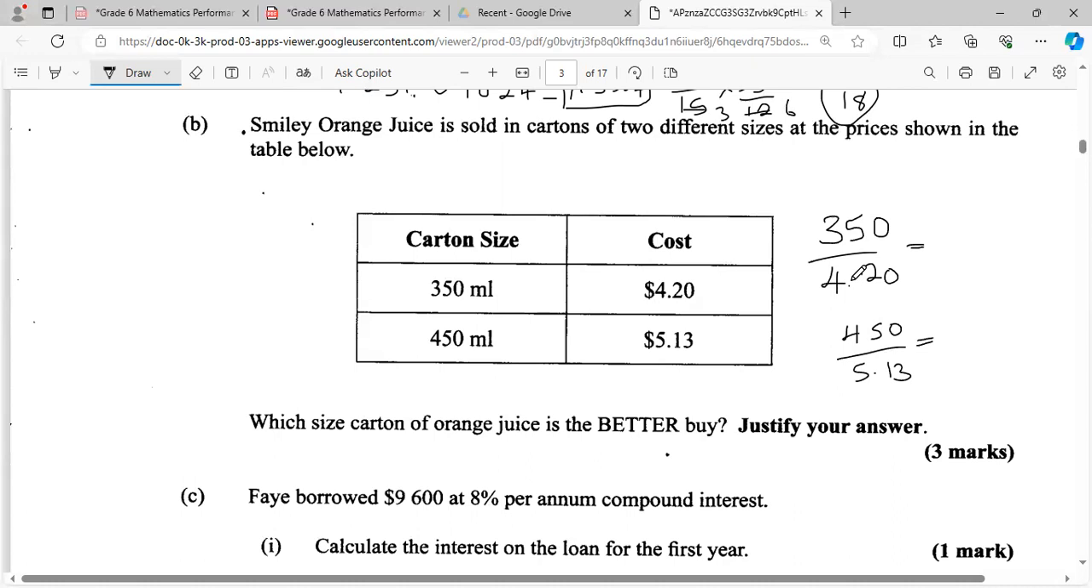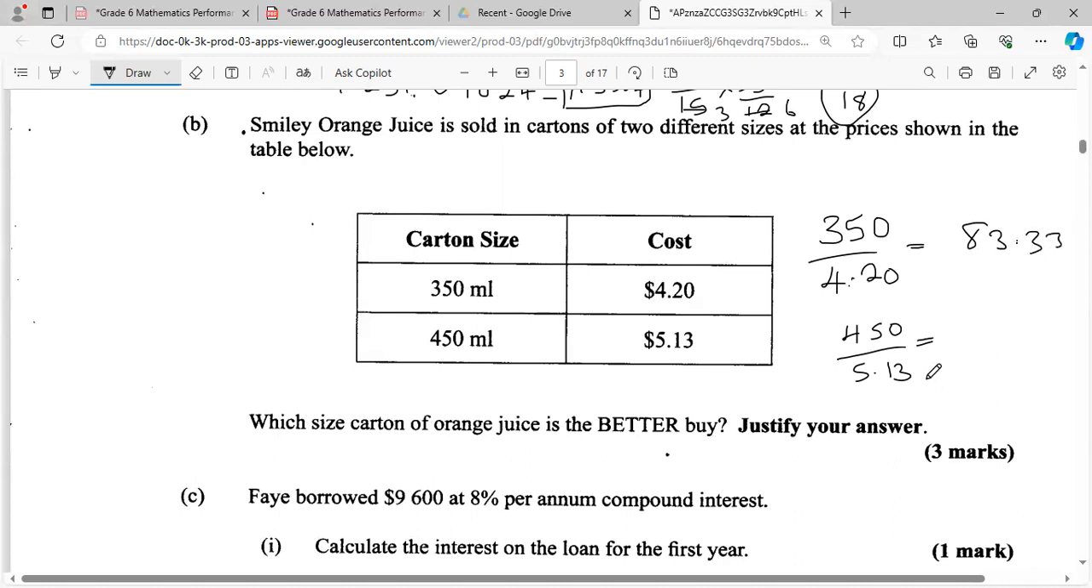Alright, so it's 350 divided by 4.2. So basically, what that just worked out is what $1 would give you: 83.333, a recurring decimal, right?